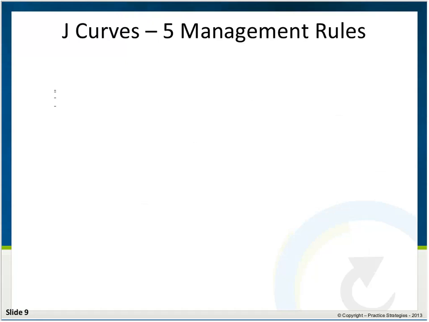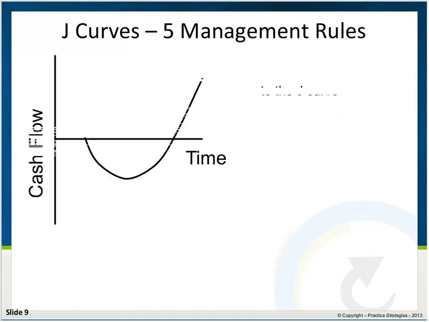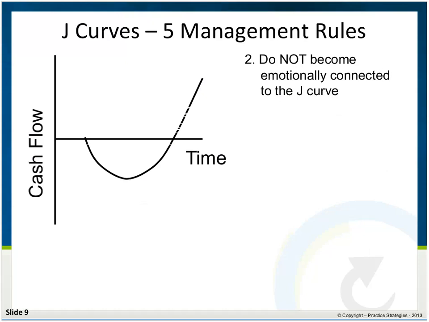Now, let's have a look at rule number 2 of J-curves. This is the most challenging rule associated with running any business. Absolutely no doubt in my mind. Try not to become emotionally connected to the J-curve. Now, that is easier said than done.